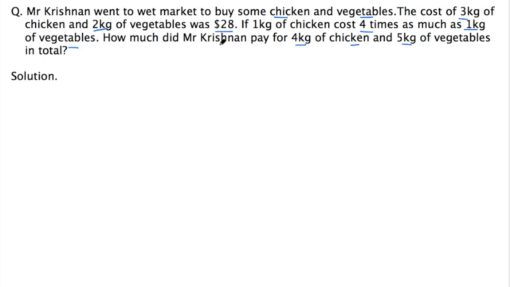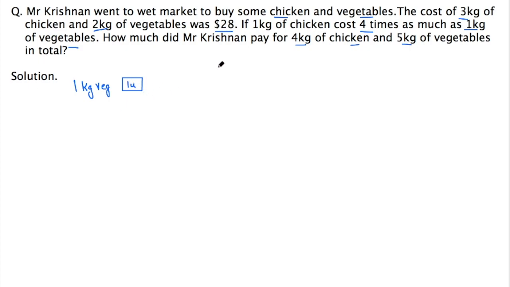Let's start with drawing the model for this one. We know that the cost of 1 kg of chicken is 4 times the cost of 1 kg of vegetables. So let's take the cost of 1 kg of vegetables as one unit, since its price is lesser. Let's write it: 1 kg of vegetables, just write veg, is one unit. So let's draw quickly one unit for 1 kg of vegetables.